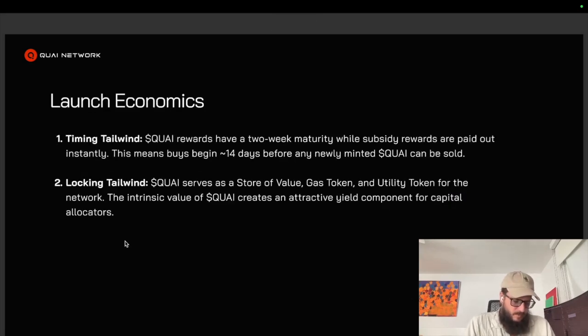There are also some important features of the launch economics. There's a timing tailwind. Quai rewards, as any miners know, have a 2 week maturity. So when you mine Quai, you actually have to wait 2 weeks to get it. And subsidy rewards in most of these chains are paid out within about a day. So we'll get subsidy rewards 2 weeks before we actually pay out the Quai on the other side, which means whatever happens in that 2 week period is positive pressure only.